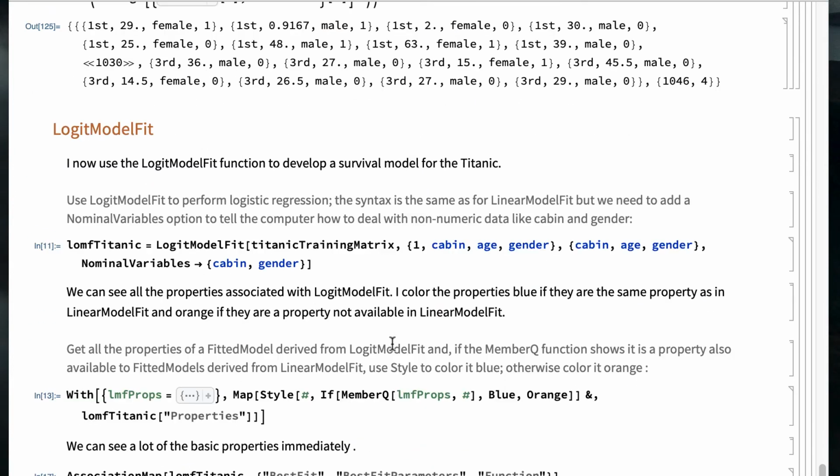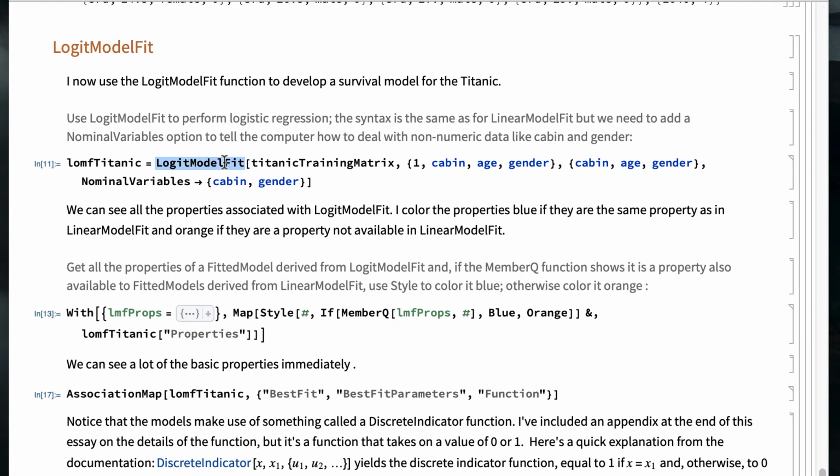Let's run logit model fit on it. Logit model fit, first argument is our data. Second argument are our basis functions.